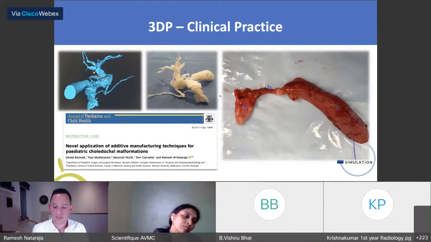And we've done 3D printing. This is a choledochal cyst that I excised, which was one of our first case stories, where we used preoperative imaging to generate a pretty accurate replica of the choledochal cyst before I excised it, and we compared it afterwards.